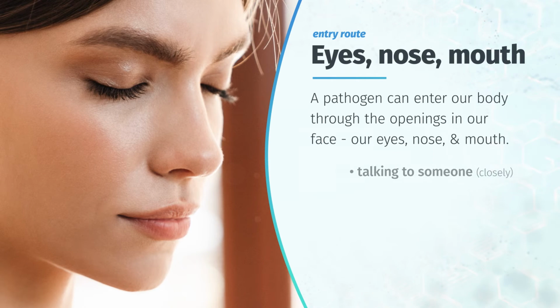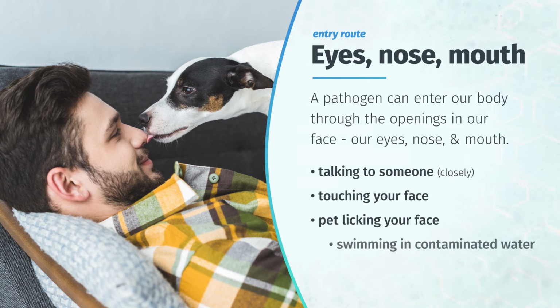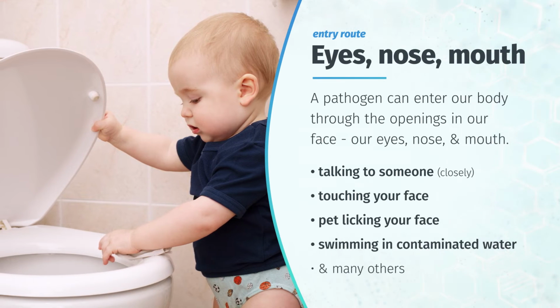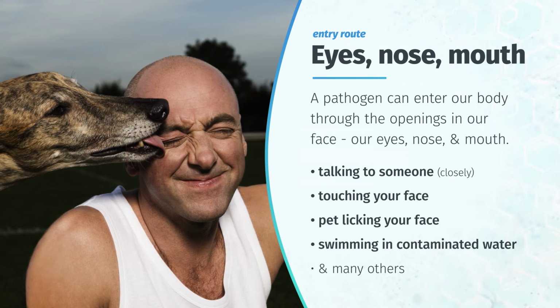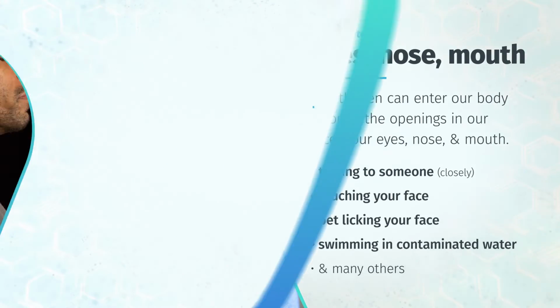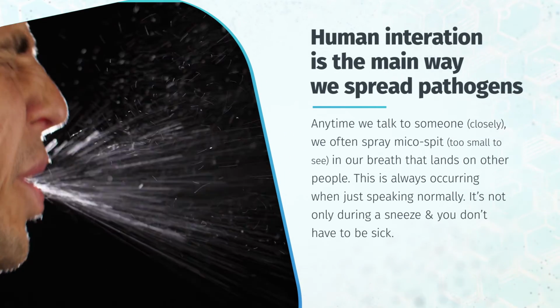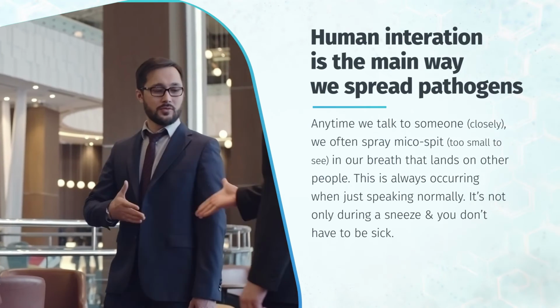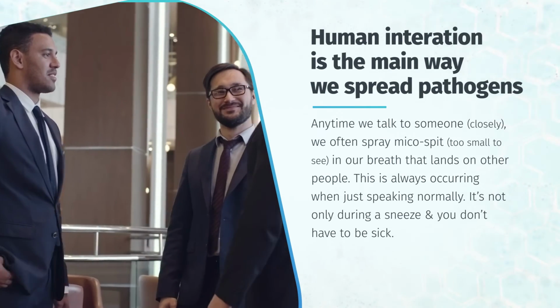Finally, contamination of the wet or inner areas of the eyes, nose, mouth. Exposure of these areas can occur when interacting closely with a person, animal, or the environment. For example, talking to someone, touching your face, a pet licking your face, swimming in contaminated water, and many others. You might be shocked to learn that infectious microdroplets can be sprayed onto your face when speaking with an infected person. COVID, for example, is mainly spread this way.